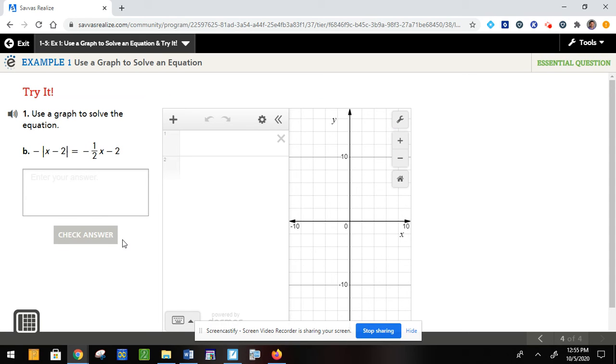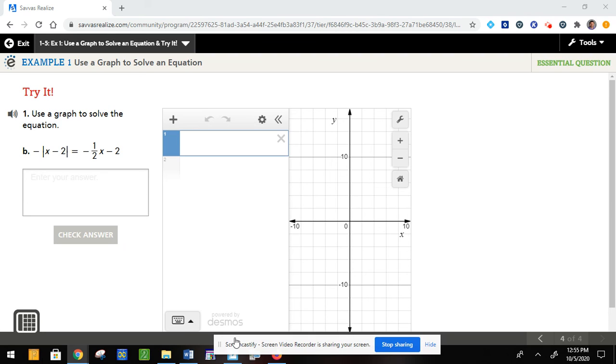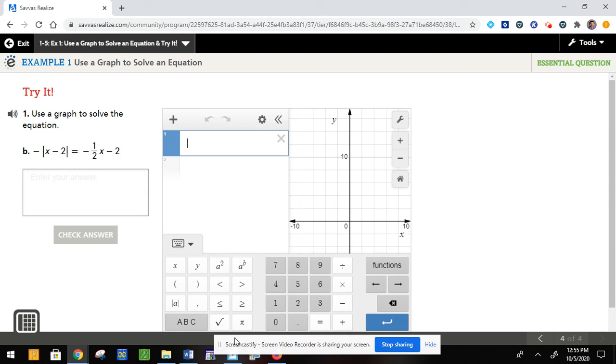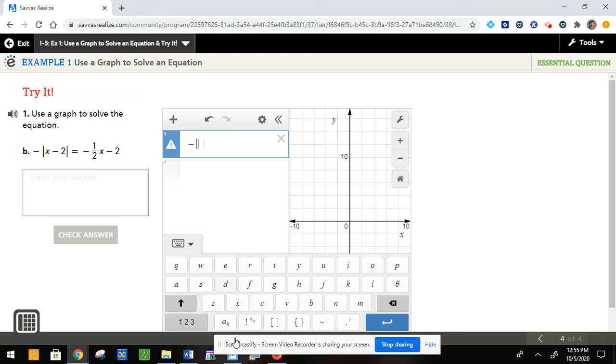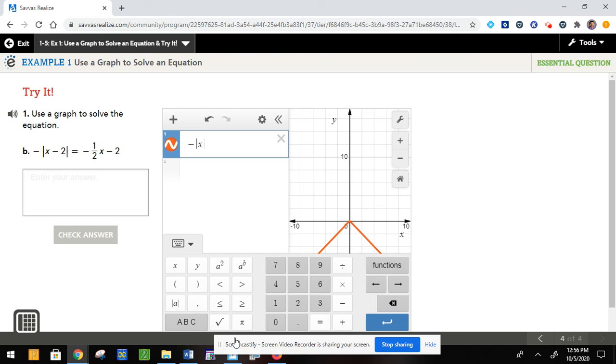A little more difficult in terms of just what we're looking at. One of the equations is going to be negative absolute value of x minus 2. Notice how you have this thing down here. This is how you're going to input that absolute value. So I'm going to type in the negative sign first, then absolute value. All right, you have x minus 2. Close the absolute value bar, and you've got the red part of the graph right there.